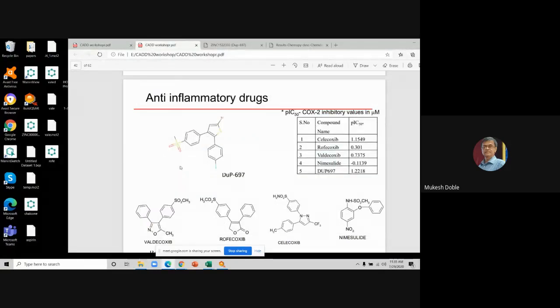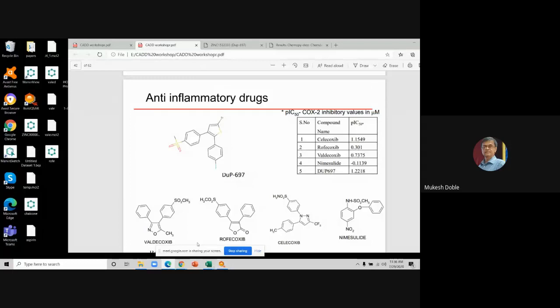Of these 5 anti-inflammatory drugs, not any anti-inflammatory, but selective COX-2 inhibitors. Okay, these drugs are in the market. These 4 are in the market. This is not selective. Nimesulide is not selective, but the other 3 are in the market. They are called selective COX-2 inhibitors, and the DUP 697 is in the clinical trials. So the activity data is reported in the literature through experimental work which has been done by somebody.